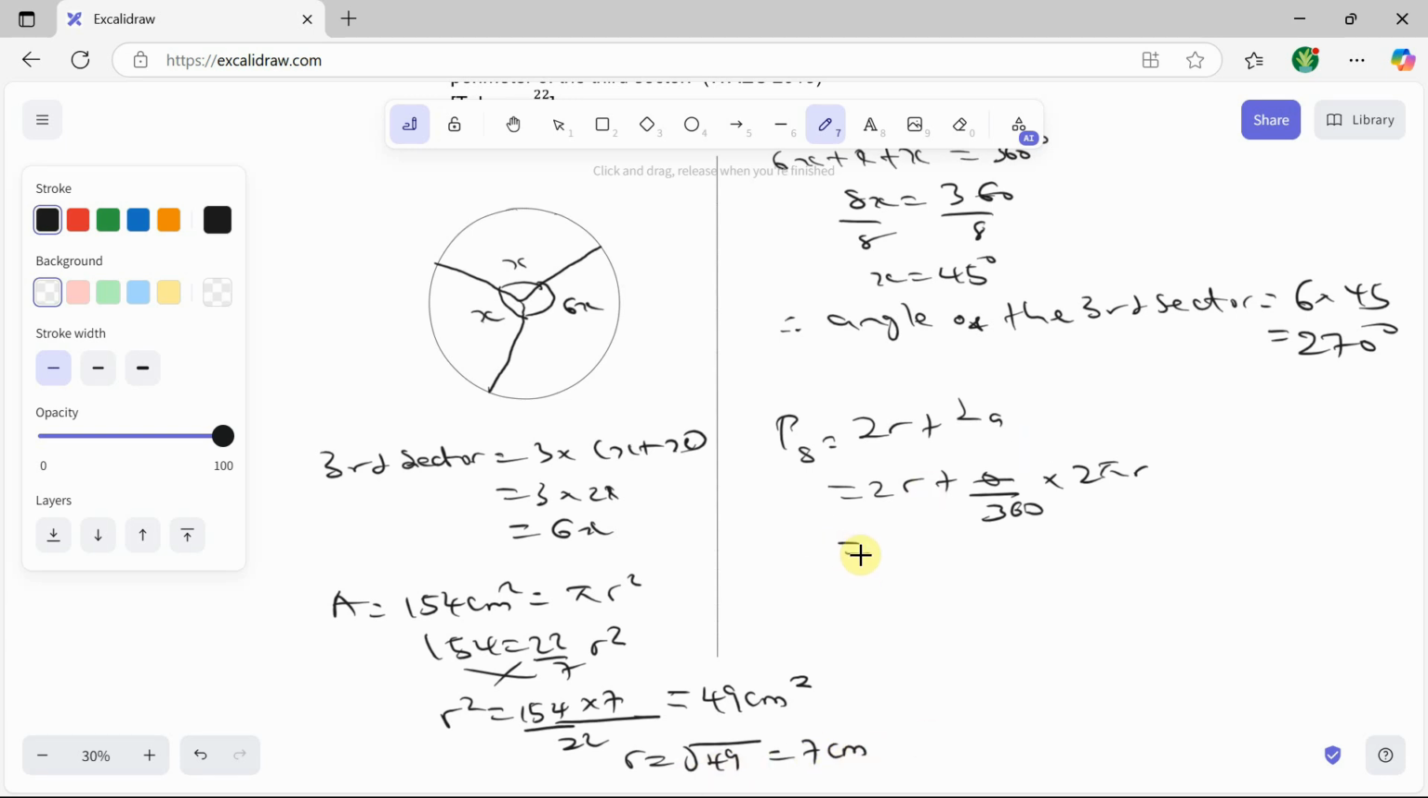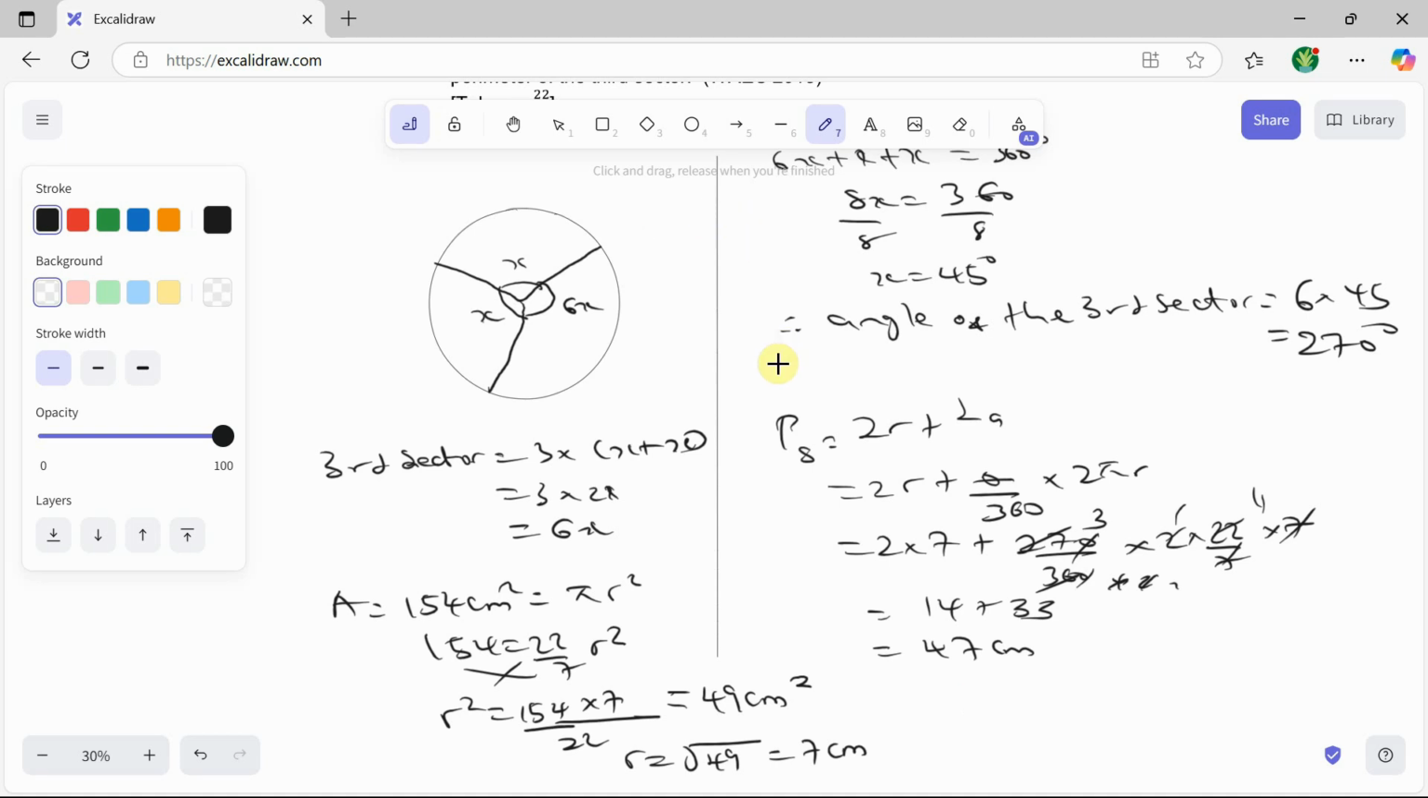So I can come here and say this is 2 times 7 plus, theta is 270 over 360 times 2 times 22 over 7 times 7. So 7 cancels 7. 2 times 7 is 14, plus 9 here 3, 9 here 4, 2 here 1, 2 here 2, 2 here 1, 2 here 11. So 3 times 11 is 33. So this gives me 47 centimeters, because it's perimeter, right? Perimeter is just a unit length. So our perimeter here is 47 centimeters. That is the perimeter of this big sector. Let's see if our answer is correct.